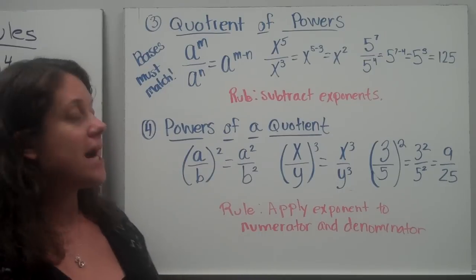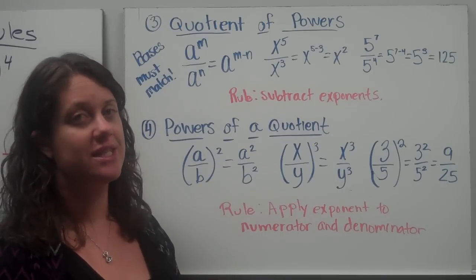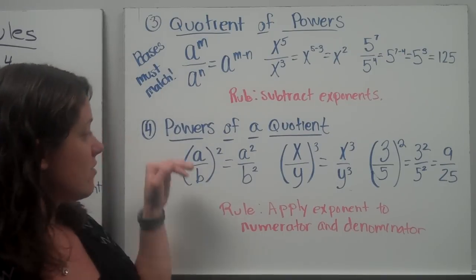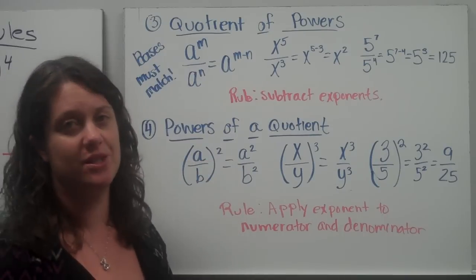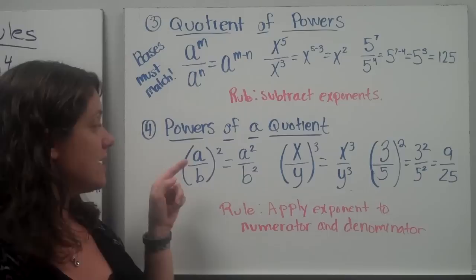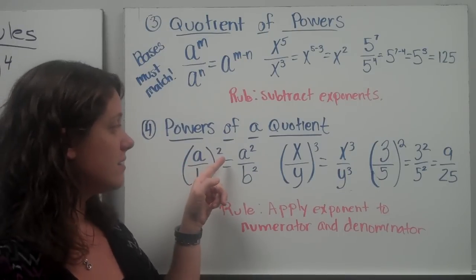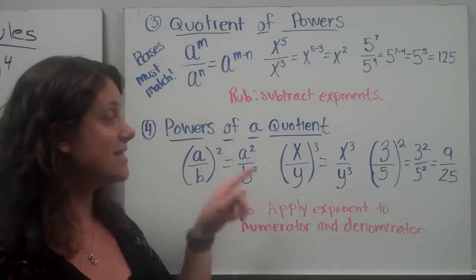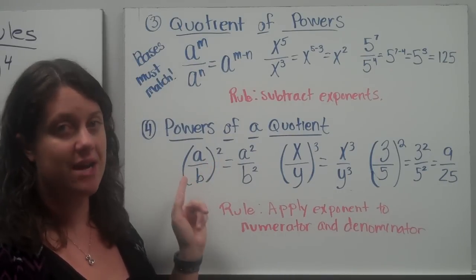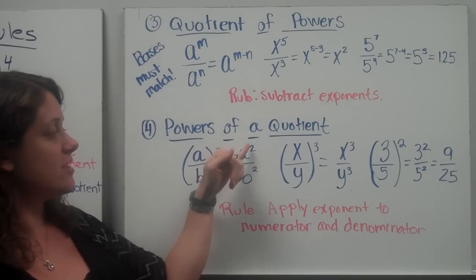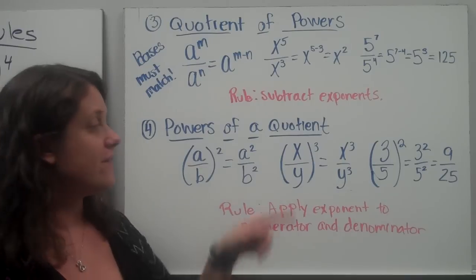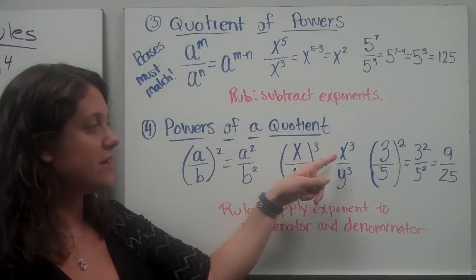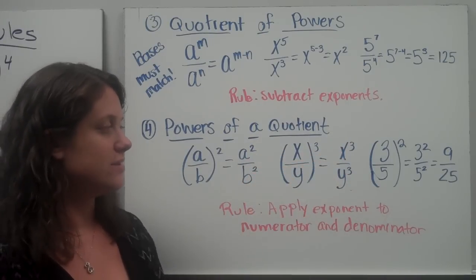Okay, next, the powers of a quotient. That sounds kind of confusing, but it's just you have a quotient, and you raise it to a power. So for example, a over b, squared. Notice here I can have 2 different bases, that's fine, but the point is that this exponent out here applies to everything inside. So it becomes a squared over b squared. If I had x over y, cubed, it becomes x cubed over y cubed.